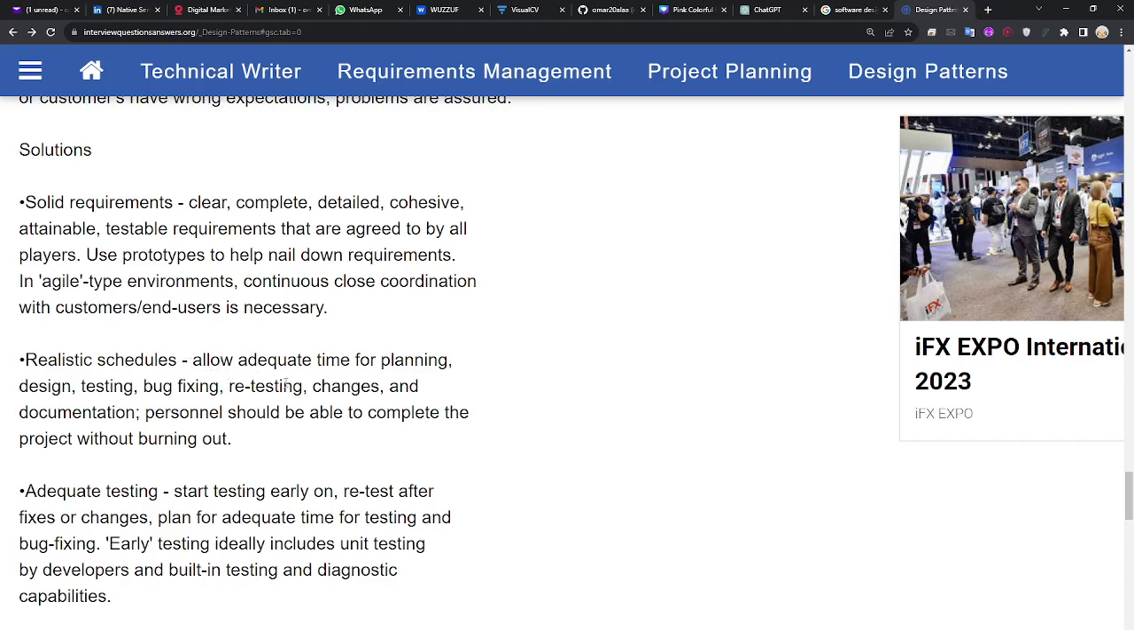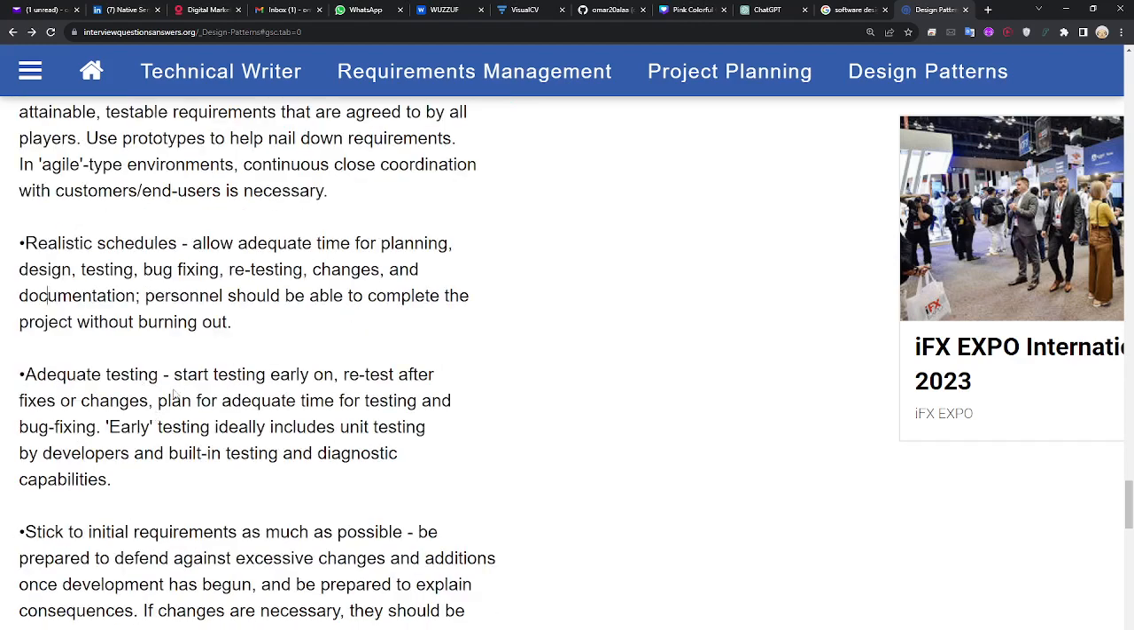Allow adequate time for planning، وقت للتخطيط ووقت للديزاين ووقت للتستنج ووقت للباج فيكسينج والريتستنج والتشينجز تغييرات. And documentation personnel should be able to complete the project without burning out، لازم يكمل البروجكت بدون ما يحترق. Adequate testing: start testing early on، ابتدي اعمل تيستنج بدري. Retest after fixes or changes، واعمل ريتست تاني بعد ما يحصل تعديلات أو تصليح أو تغيير.